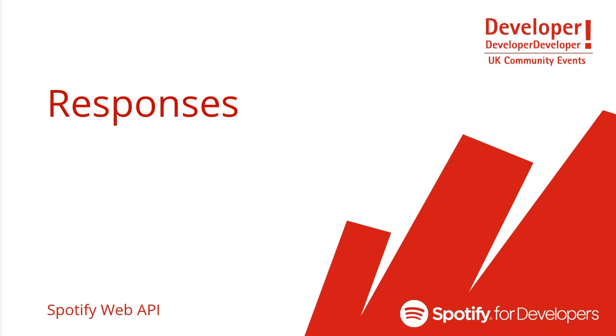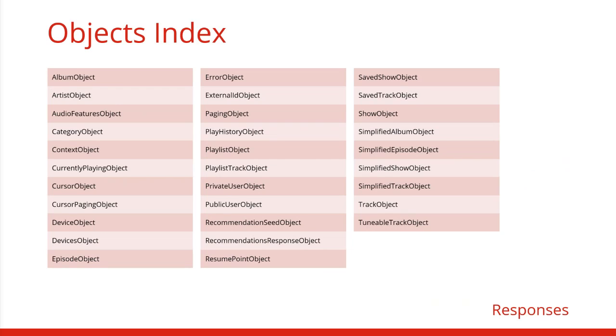The responses are just JSON format, and they return with an HTTP status code for a success, or if there's a problem, you'll get an error code. This is the list of objects themselves. There's an album object, an artist object, and a track object, and various others representing various things in Spotify. And if anything goes wrong, you'll get an error object back.